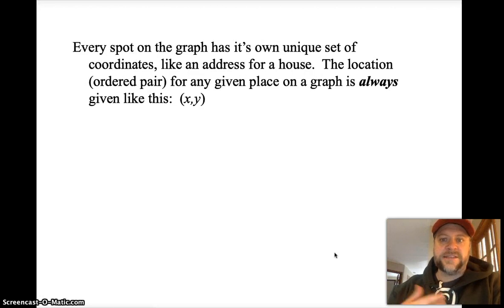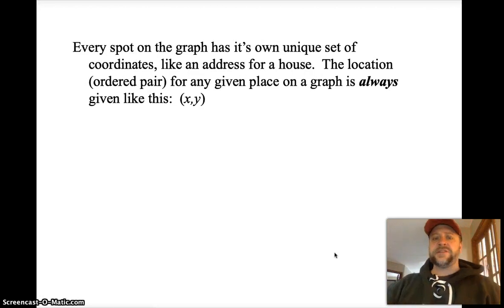And you practiced this yesterday. Every spot that you put on here is a unique set of coordinates, and it is always given by the ordered pair x, y. X comes first, then y comes second. Always. And if we are always consistent with that, we can find any point on the graph.